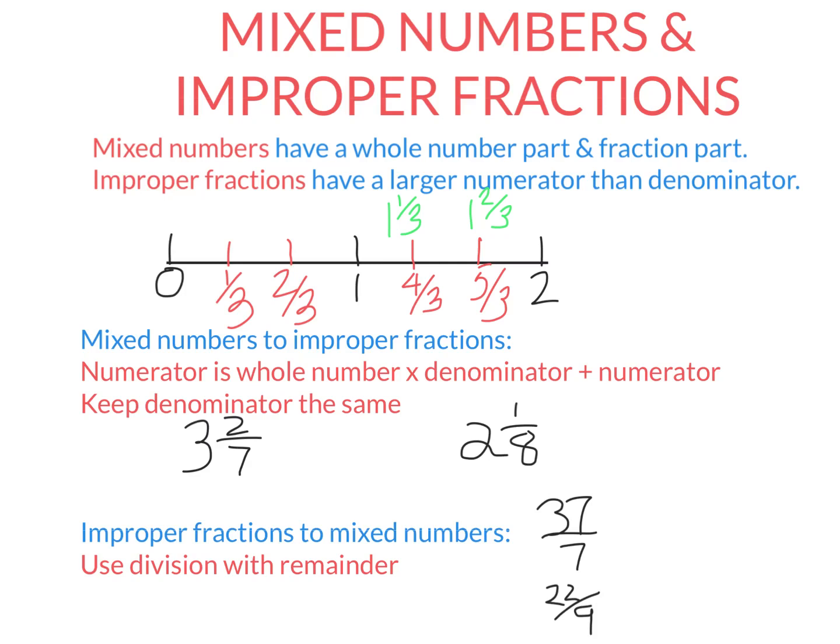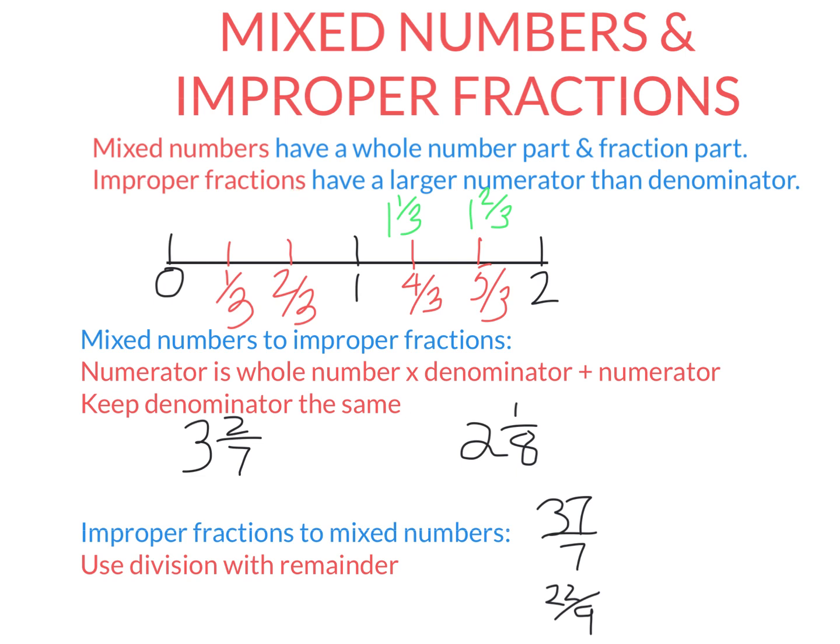Thank you so much for tuning into this video in which we will look at mixed numbers and improper fractions. So what do I mean by these? Well, mixed numbers have a whole number part and a fraction part. So 1 1/3 is an example of a mixed number. It has a whole number part and a fraction part.